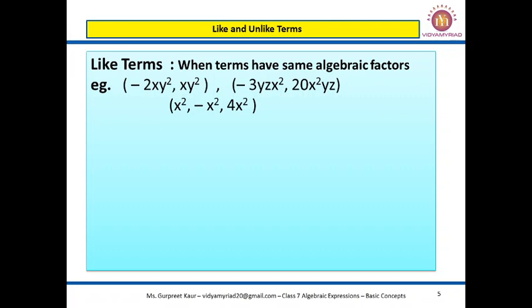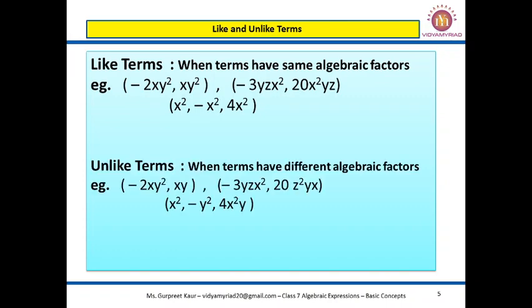Now minus 3yz x square and 20x square yz. Now see, all the variables are there, x, y, z. In the first, x has a power of 2. In the second also, x has the power of 2. So they are treated as like terms. They are same. Next example, x square, minus x square and 4x square. All are x square. So they are treated as like terms.